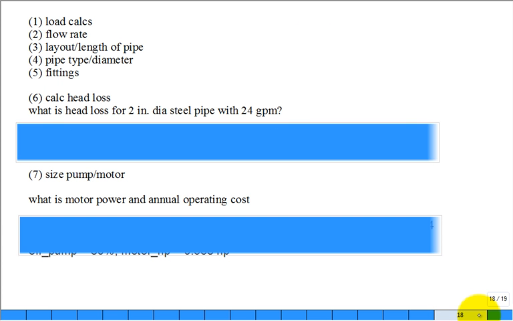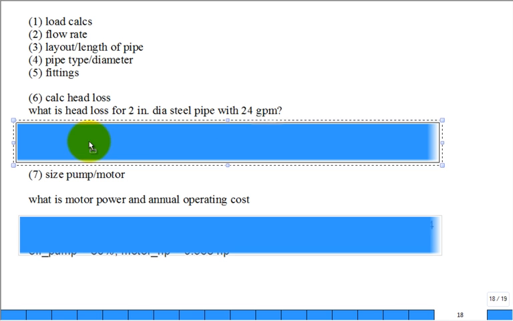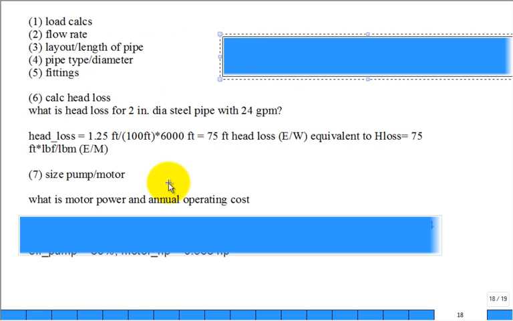So you did the load calcs, you did the flow rates, you did the layout, you had pipe diameter and the type of pipe. You put in the fittings, or you estimated the equivalent length to account for the fittings. Now you calculate the head loss. So what is the head loss of that 2-inch diameter steel pipe with 24 GPM? Well, I didn't want to do that calc, so I relied on the software. So the head loss was about 1.25 per 100 foot of length. We had 6,000 foot of length, hence 75 foot of head loss, energy per unit weight, or equivalent energy per unit mass, 75 foot-pound force per pound mass.